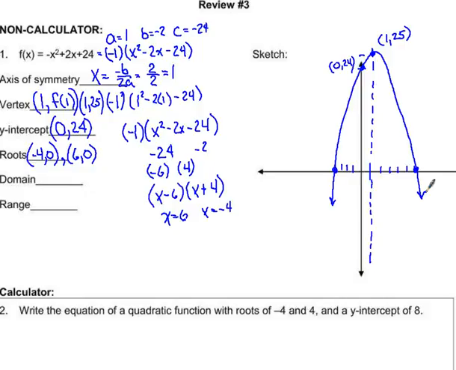We're now going to write down our range and our domain. Our domain for a quadratic equation is always going to be all real numbers. For our range, the graph approaches negative infinity at the minimum, and that's why we use the parentheses. And it goes up to a maximum value of 25, and we use the square brackets.